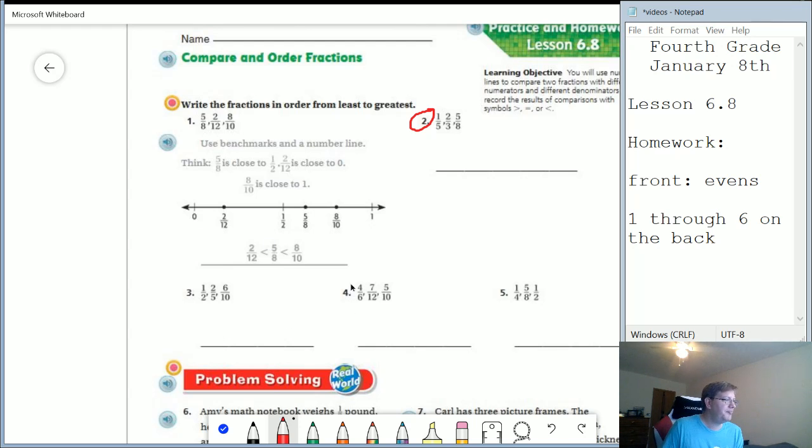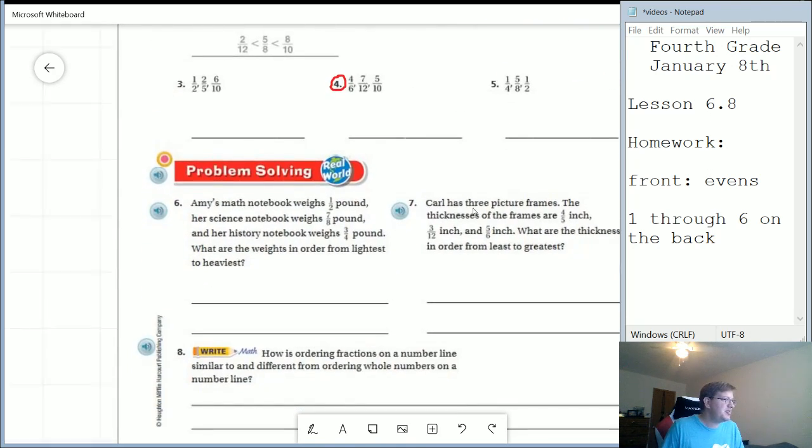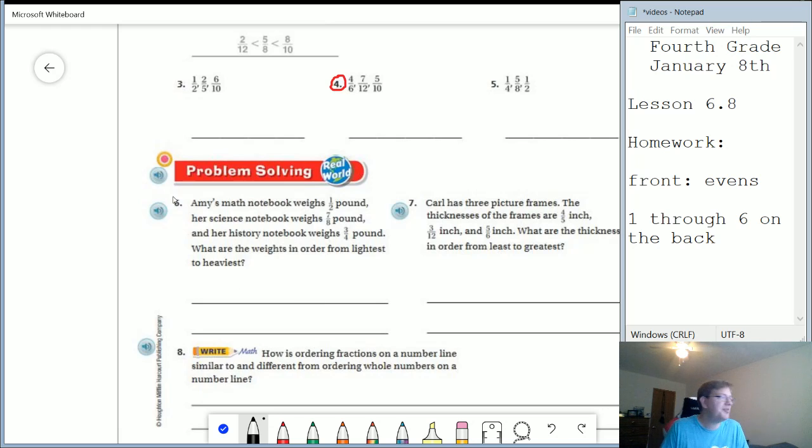Number 4, we're going to do that problem as well. Again, we can start with benchmark fractions. We might be able to go ahead and make this fraction into parts out of 12 to be able to help compare these two. Number 6, we have 3 fractions. It looks like we can use benchmark fractions to help us figure that out. I don't know why I changed colors there.